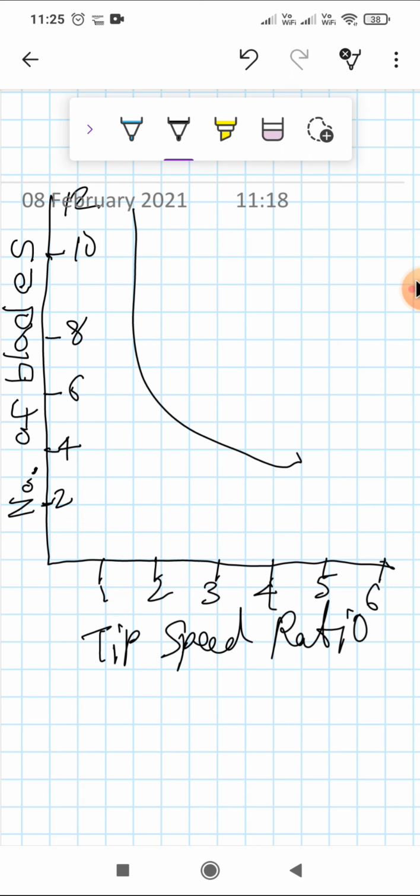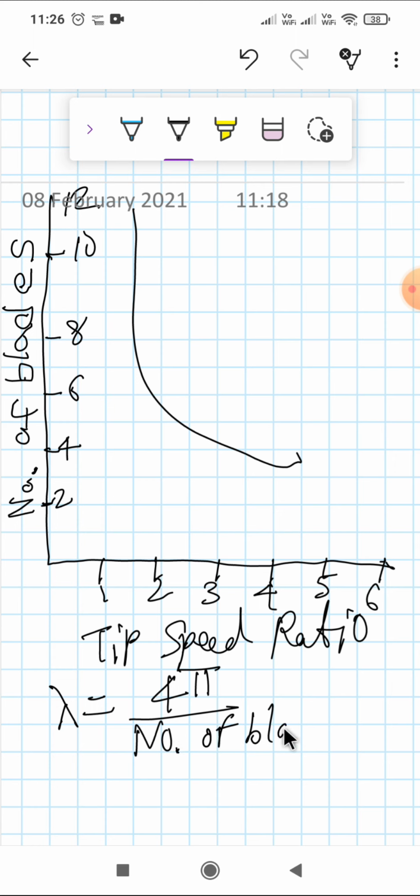So the optimum power extraction, that is the tip speed ratio at optimum power extraction, is given by lambda is equal to 4 pi upon number of blades. This is the relation between tip speed ratio and number of blades.